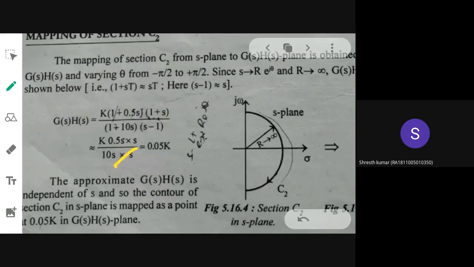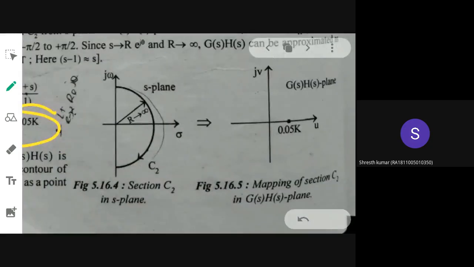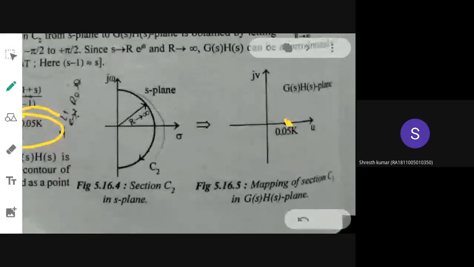So if the map is as shown here, this is the point 0.05k. That point is the map for this arc of infinite radius. Again, there is no argument, and that is why it is a point. So the map for the second segment is over.